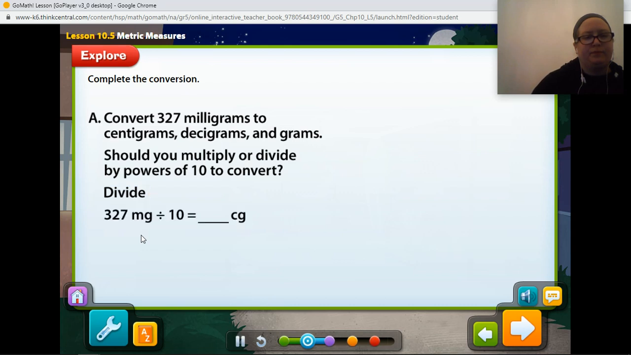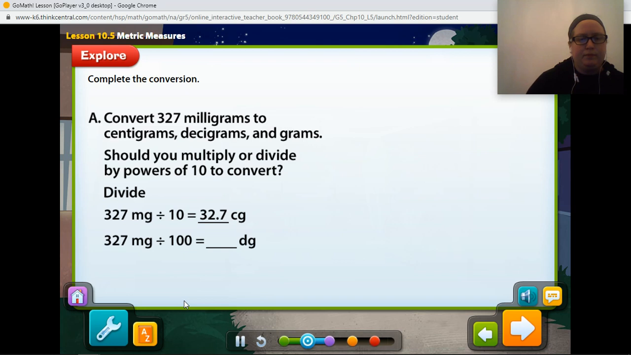How many centigrams are in 327 milligrams? To find out, divide by 10. 327 milligrams is equal to 32 7/10 centigrams. Since you're dividing by 1 power of 10, you move the decimal point to the left 1 place.